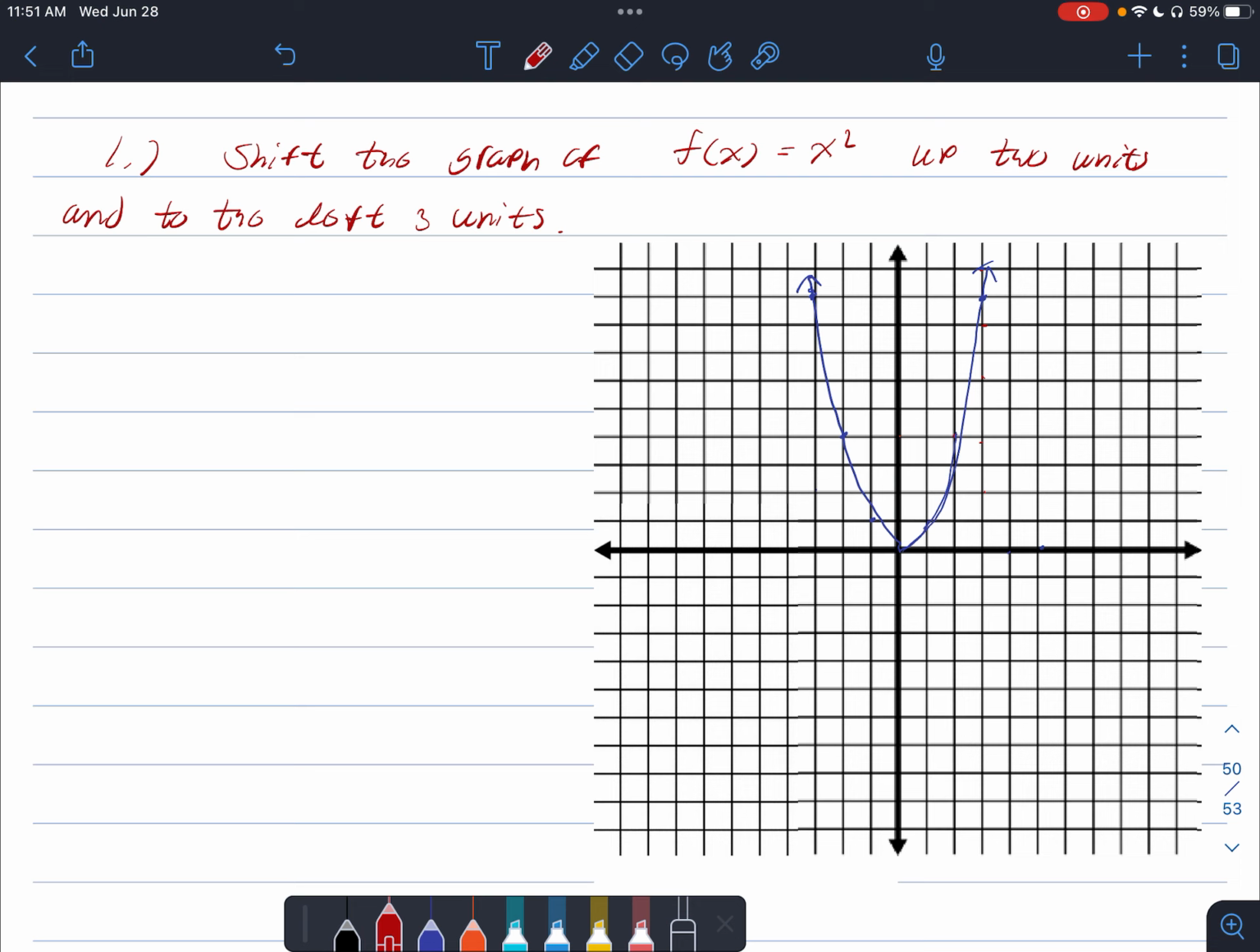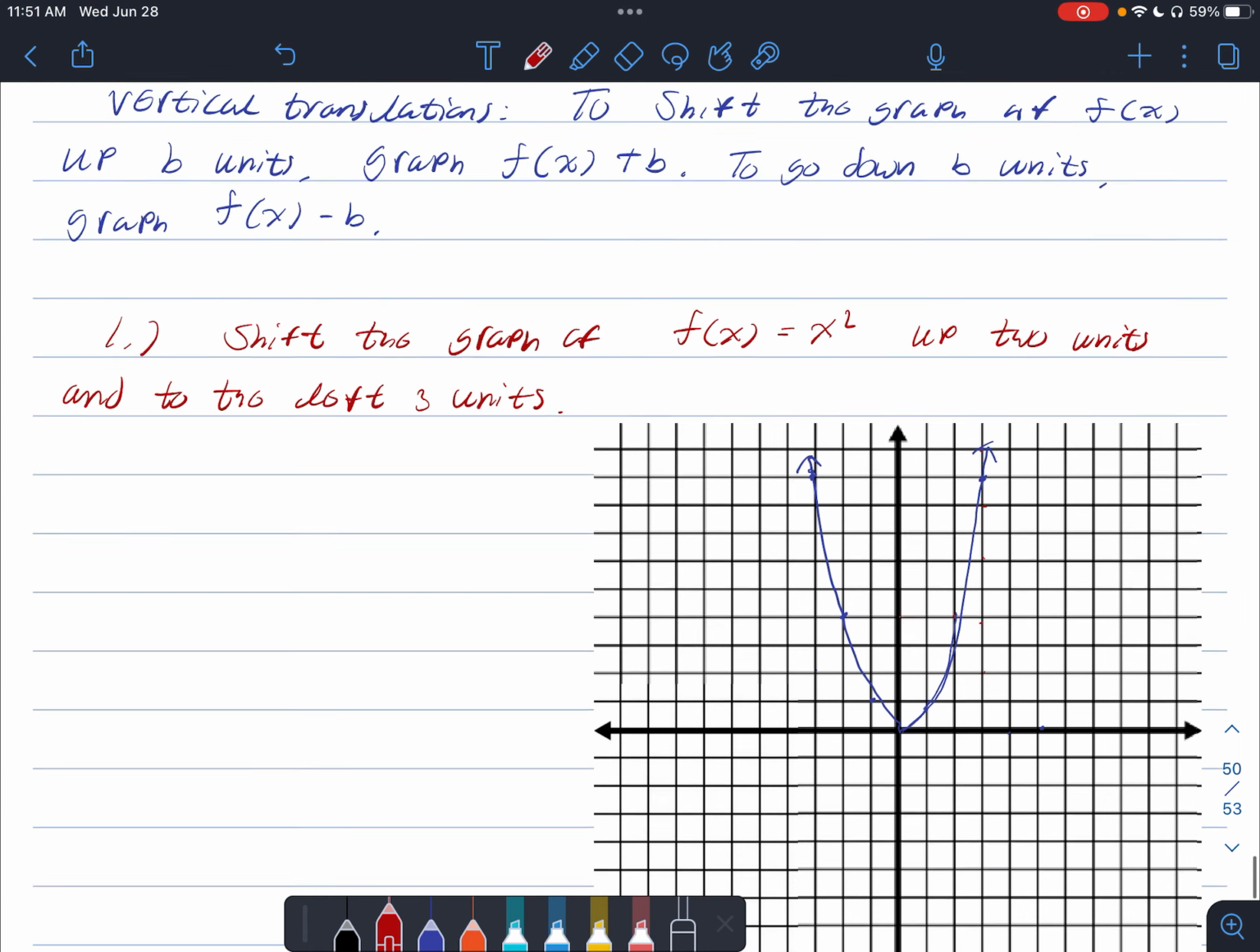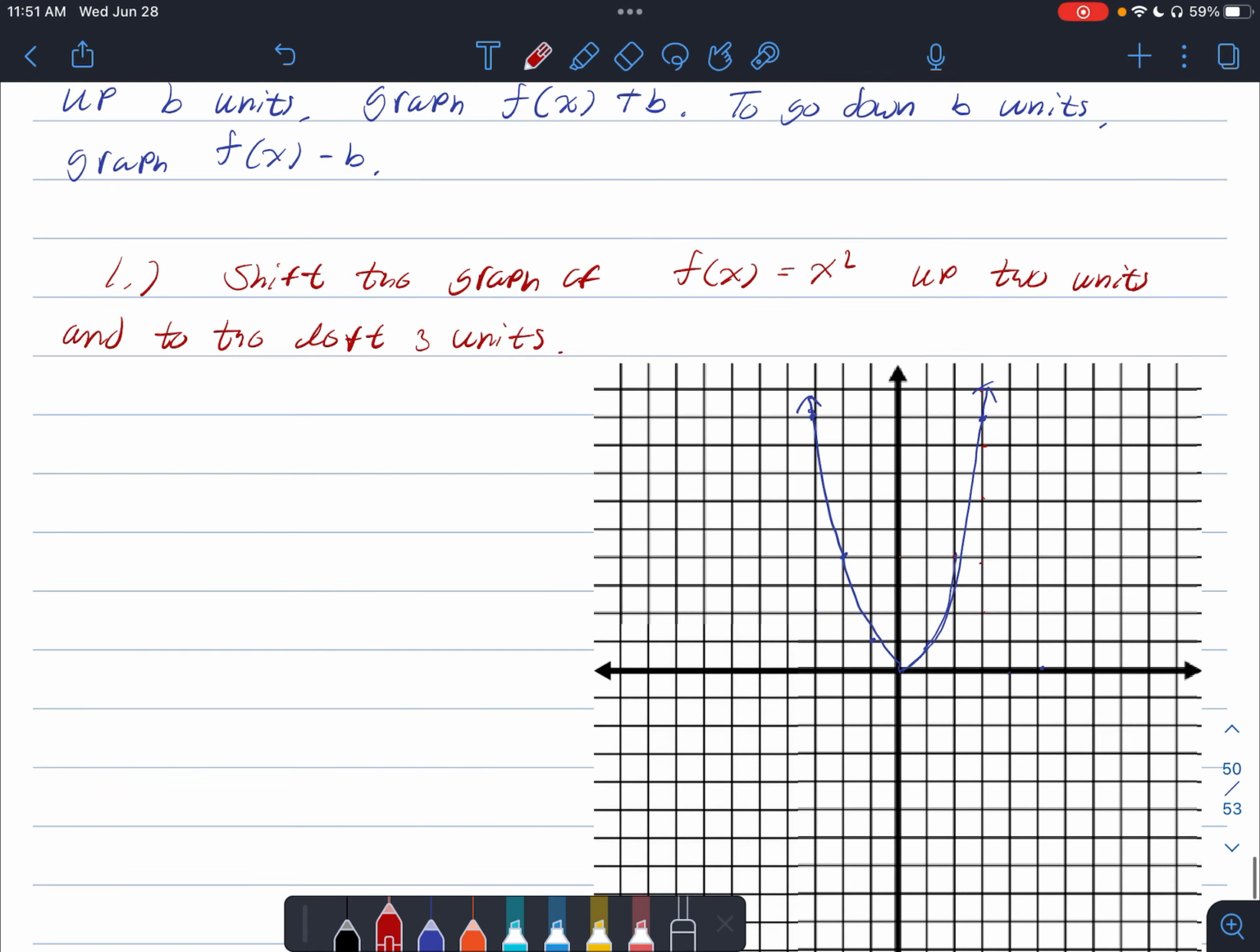So let's say we are given this example. We're given a function f of x equals x squared, and we want to shift this graph up 2 units and to the left 3 units. In order to shift up, we're going to graph f of x plus 2, where plus 2 is on the outside. So up will be given by f of x plus 2, and for left, we're going to go left 3 units, so that'll be f of x plus 3 on the inside.